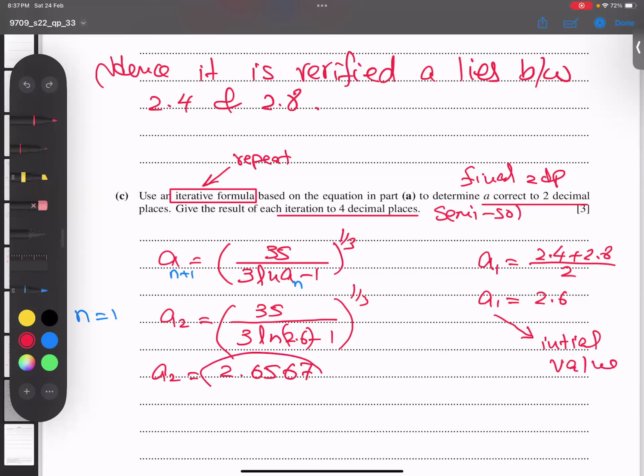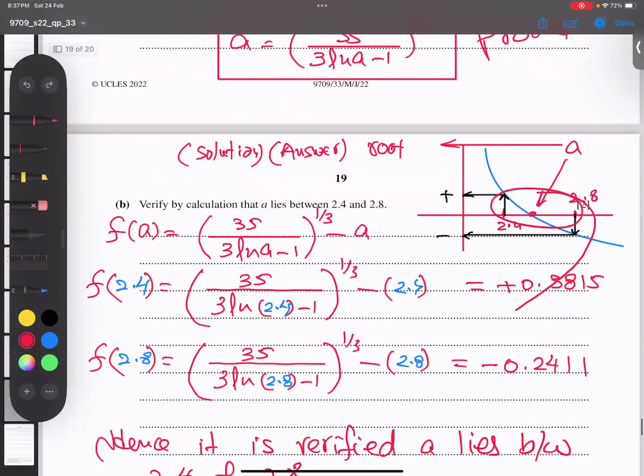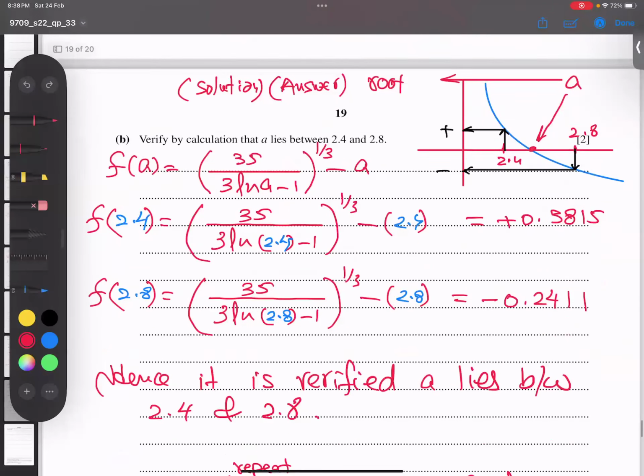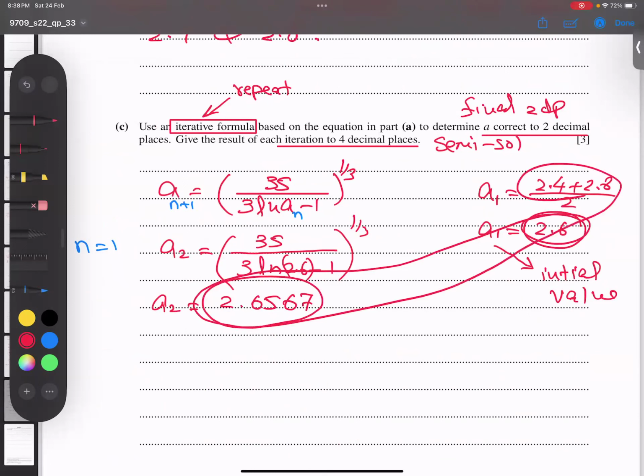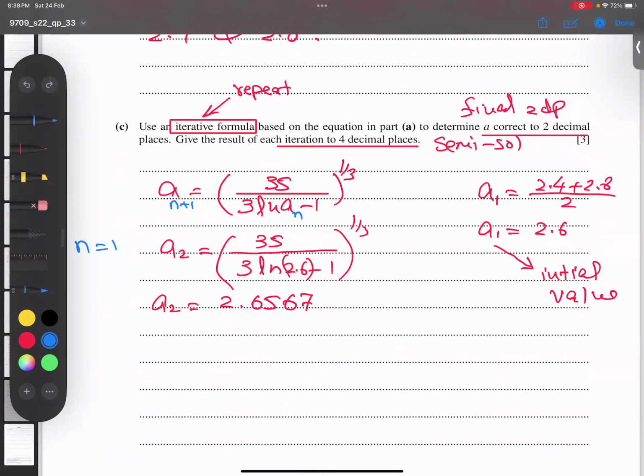You can see this answer will stay between these two values, in the middle of them, because we know that the answer lies between 2.4 and 2.8. So this answer is going to be more accurate now. First I started with a random number 2.6. Now it's coming close to my answer. So first I plugged in n equals 1. Now I plug in n equals 2. Plug in 2 here and here.